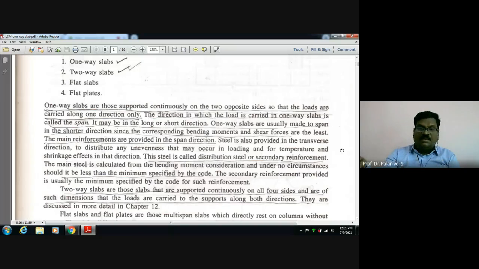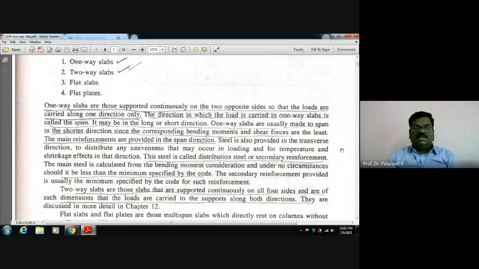Along the long span direction also, we provide reinforcement above the main reinforcement. Already the main reinforcement is provided along the shorter span direction. Above that, we provide a secondary reinforcement. That is called transverse secondary reinforcement. That is called distribution steel. That steel is called a distribution steel. The minimum required steel, a code provision, is there.